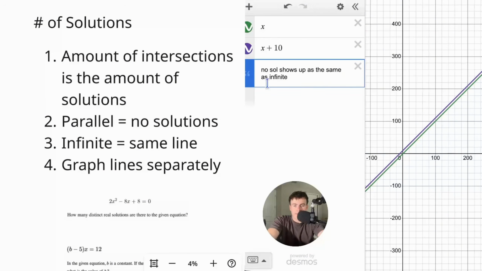But this is a trap because no solutions shows up the same as infinite. That's really bad because some people will type in the equation and then get it wrong because they mistakenly look at an infinite solutions graph and say that it's no solutions or vice versa. So you want to make sure you graph the lines separately.